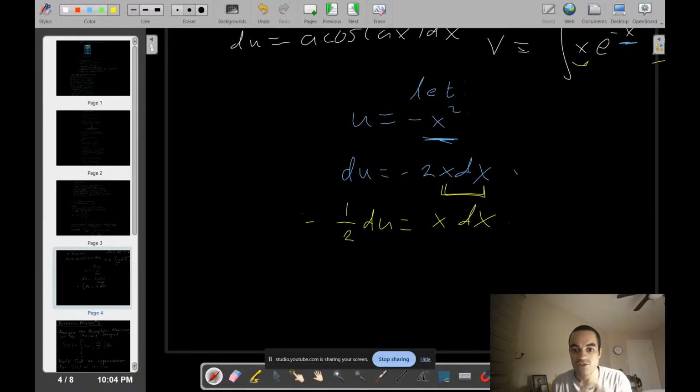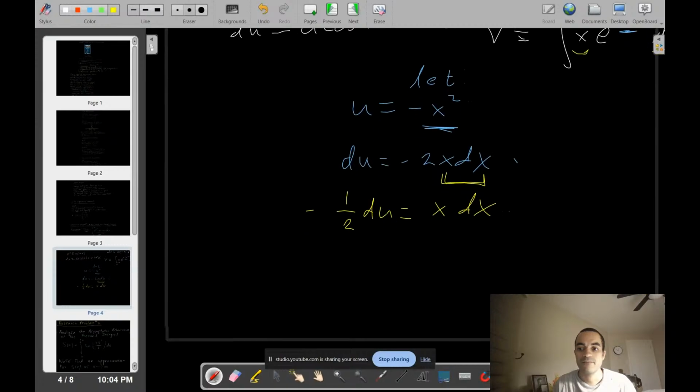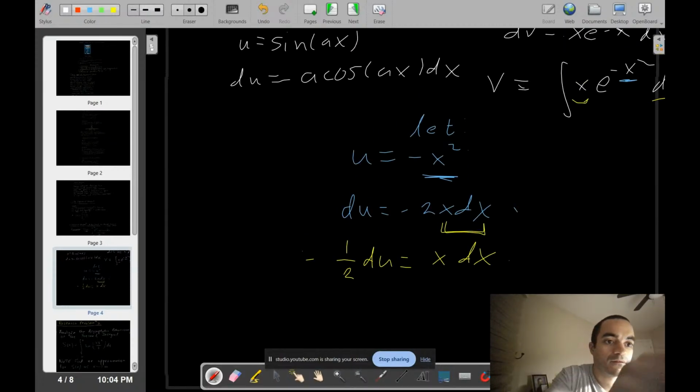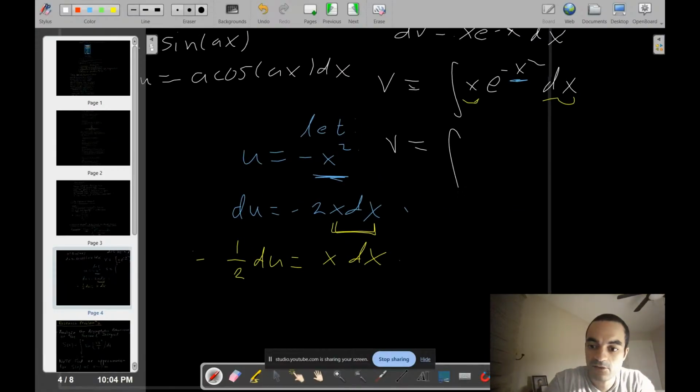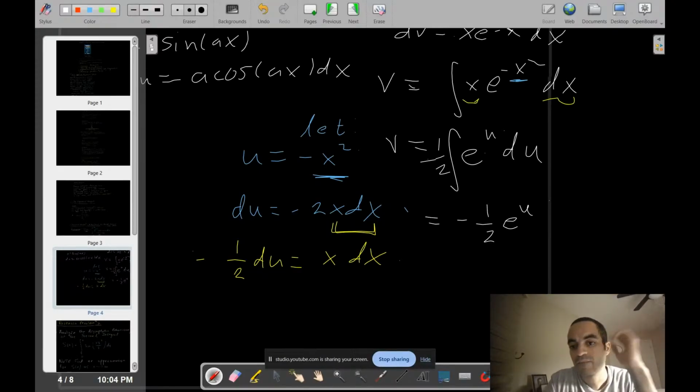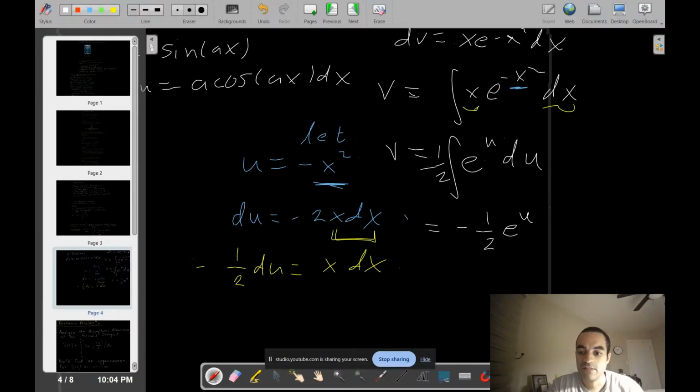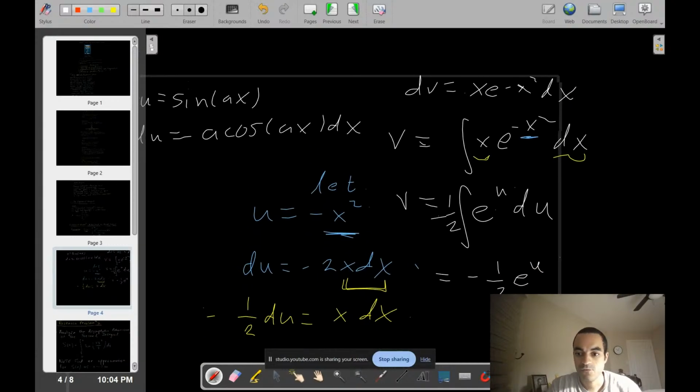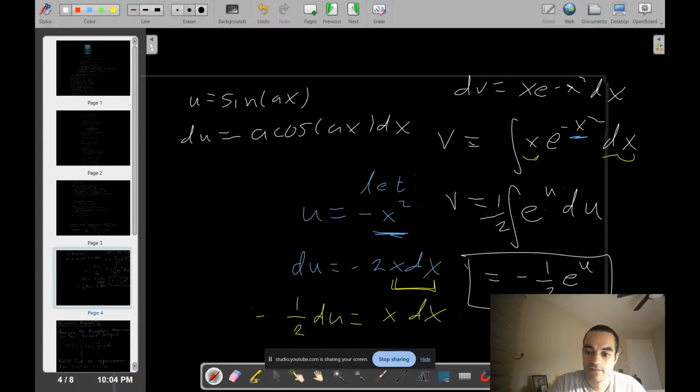So I can replace all my x's with u's and my dx's with du's. Okay, so that means my v here is now just all of this, right? This integral of x e to the, let me see, x dx was the negative 1/2 du, e to the u du. The integral of e to the u is e to the u, so this becomes negative 1/2 e to the u. Okay, so that's what we've got there. So we now know what our v is.